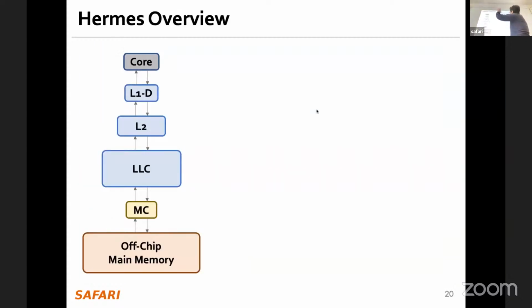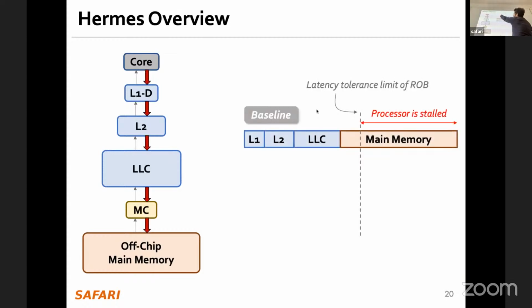I'm going to give you a very brief overview of what Hermes looks like. This is a traditional processor core. You have the core, then the L1 data cache followed by the L2 data cache, then the LLC, then a memory controller which is interfacing with the off-chip memory. In the baseline, you access L1D, L2, LLC, and the off-chip memory sequentially, one by one. If your processor has this latency tolerance limit, then for the remaining number of cycles, your processor is simply stalling. You don't have enough parallelism left in the processor to utilize for that time.